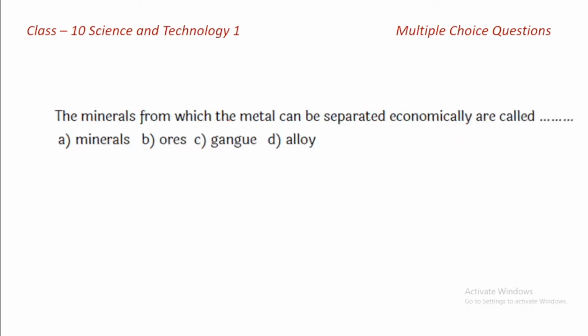The minerals from which the metal can be separated economically are called dot dot. Minerals, ores, gangue, or alloy. Option B is the correct answer for this question. That is, the minerals from which the metals can be separated economically are called ores.